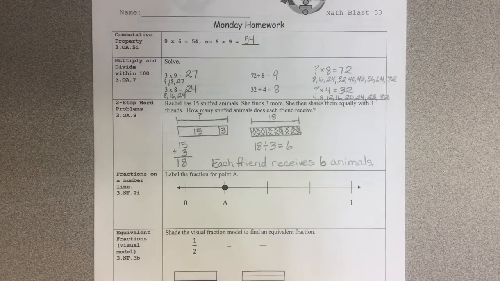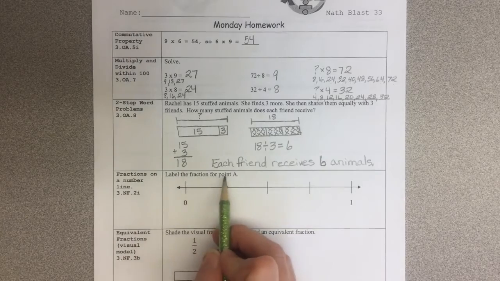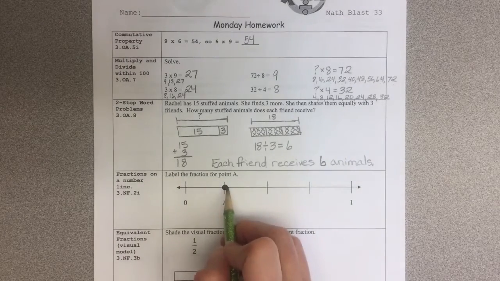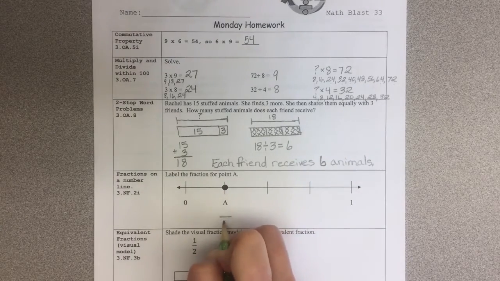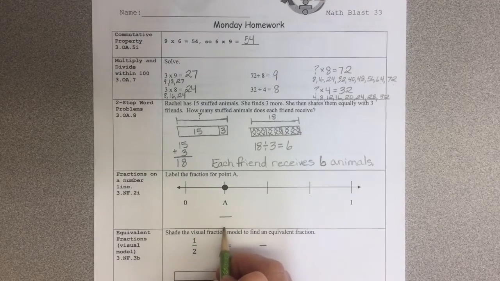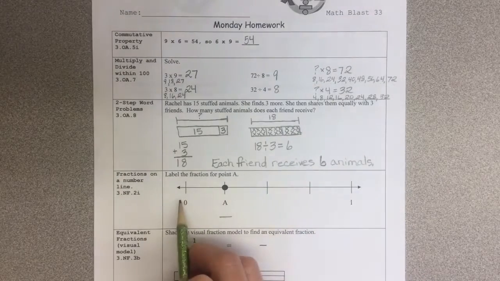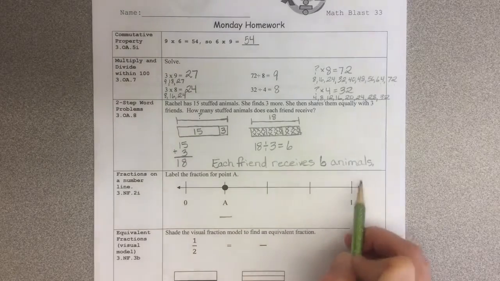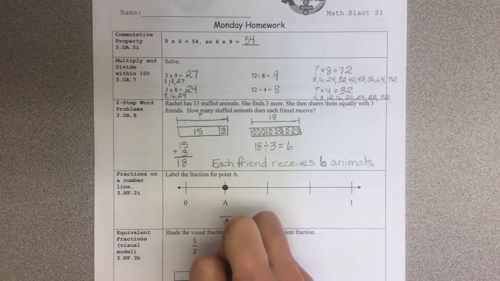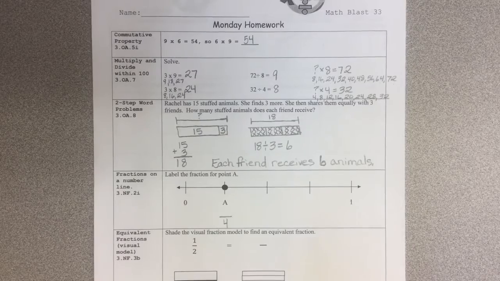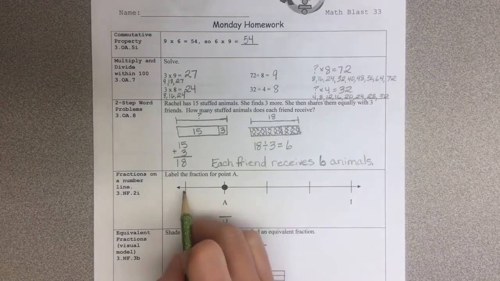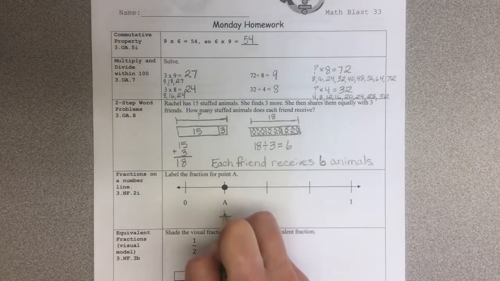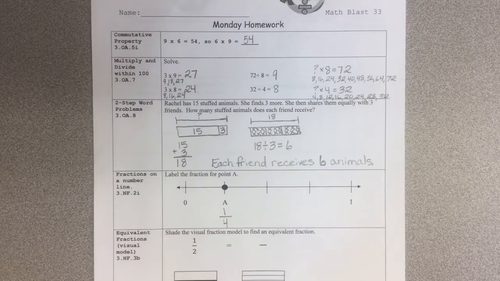Fractions on a number line. Label the fraction for point A. Well, here's point A, and I know the fraction has a numerator and a denominator. The denominator tells me how many equal parts are in the whole. Notice from 0 to 1 is a whole. And if we count the equal parts, 1, 2, 3, 4 parts in the whole. So our units are fourths. A is at the first of those 4 parts. So A is at 1/4.